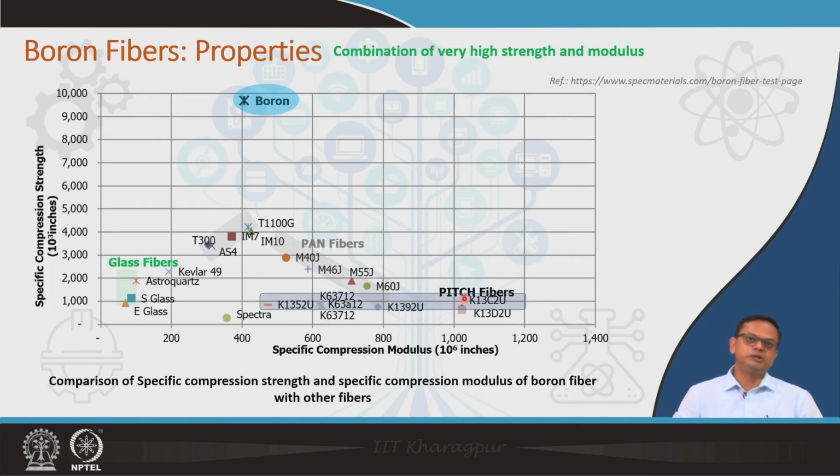If we look at this particular graph, in the last class we discussed glass fiber. You can see, in terms of specific compression strength and specific modulus on the x axis, where glass fiber is staying. Now, if you look at the boron fiber, you can clearly see that the strength and modulus of boron fiber is quite high compared to glass fiber. We will talk more about the properties of boron fiber, but first let us talk about how we could synthesize boron fiber.